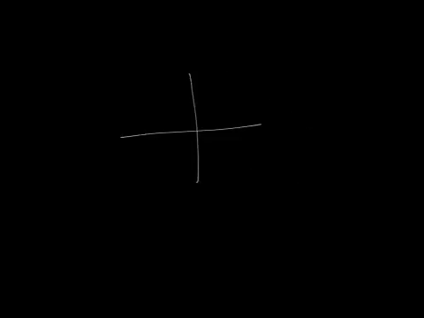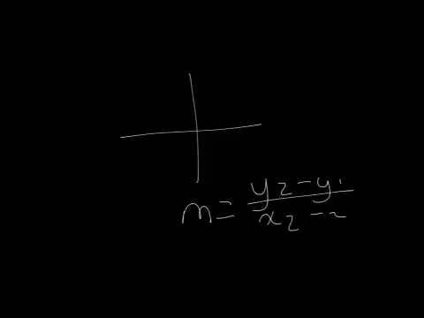Numerically, this can be represented as the slope, which we're going to use the letter m to symbolize, is equal to the difference in the y's. So we're going to say y2 minus y1 divided by the difference in the x's, or x2 minus x1.